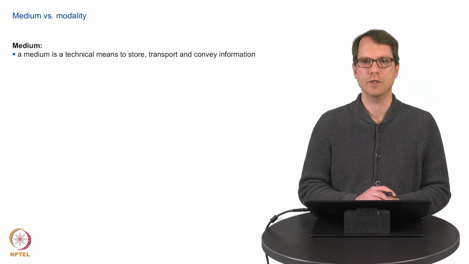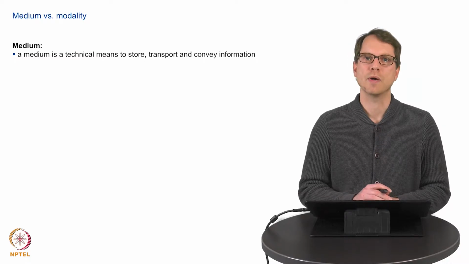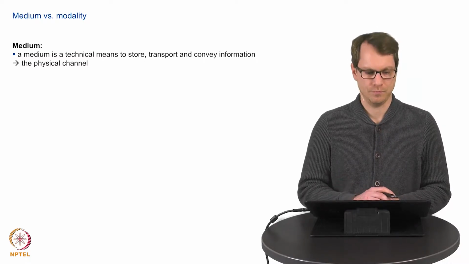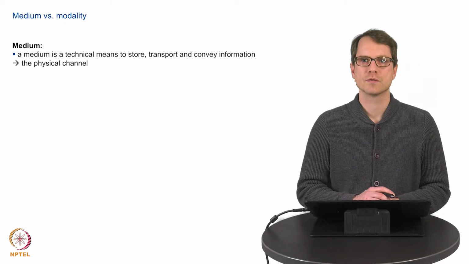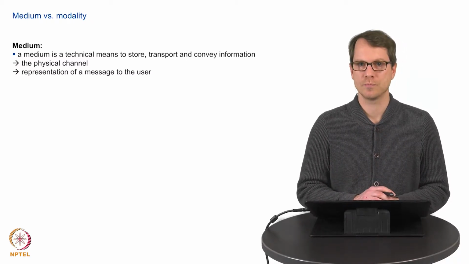Let's start with a medium. A medium is a technical means to store, transport and convey information. This might be, for example, the physical channel. So, for instance, the air for acoustic information or the light for visual information. But also, a medium is a representation of a message to the user.